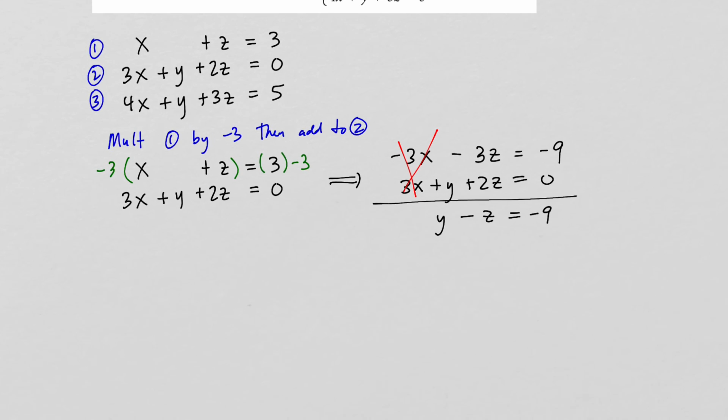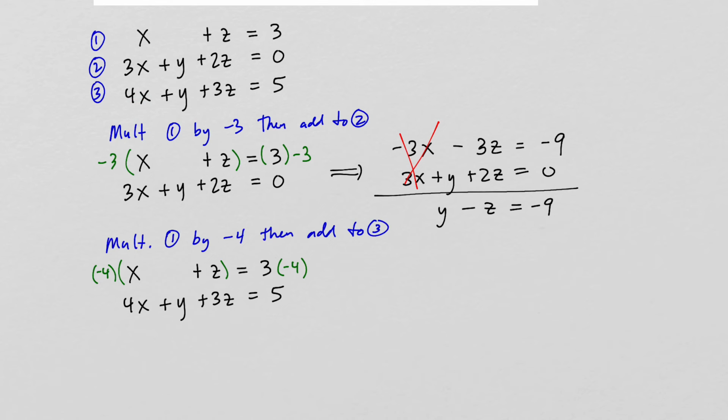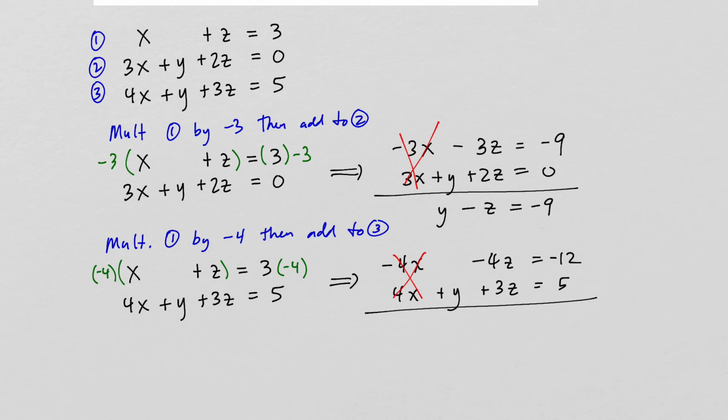And then we're going to do the same thing for the first equation and third equation. So I'm going to multiply this first equation by negative 4 and then add it to the third equation. And when we do this, we get negative 4x minus 4z equals negative 12. And the last equation is unchanged. And when we add these together, the x variables cancel out. And we end up getting y minus z is equal to negative 7.